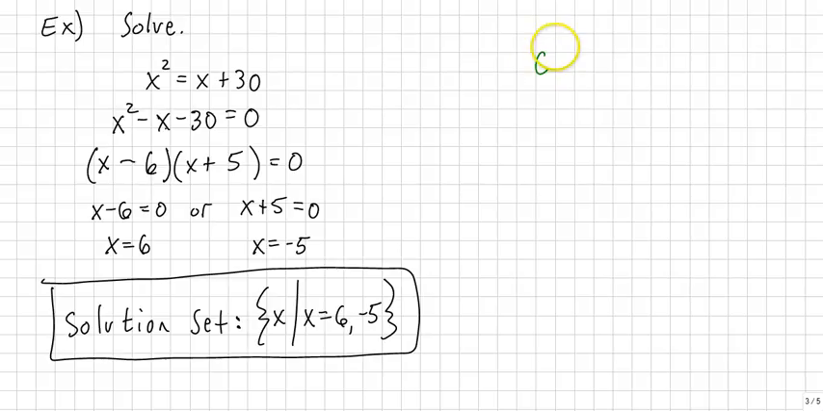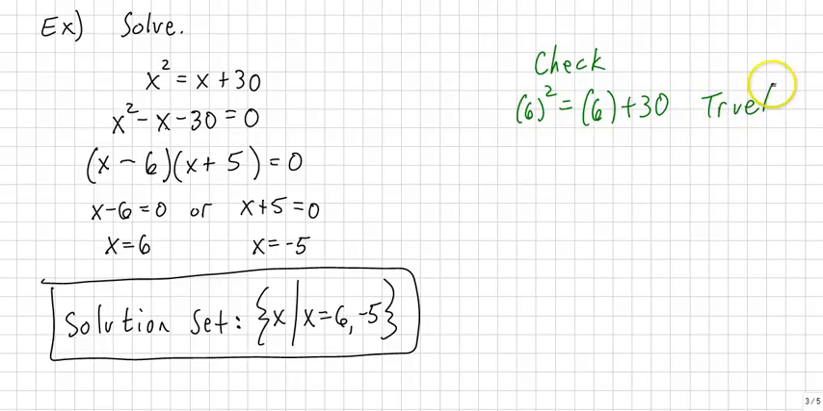So let's check our answer. Let's make sure that's correct. So let's do x equals 6 first. Let's plug that in. So it'd be 6 squared equals 6 plus 30. It's definitely a true statement. It's 36 equals 36. Let's check negative 5. So negative 5 squared equals negative 5 plus 30. Well, that's 25 equals 25. That's true. So both of those are solutions for that equation.